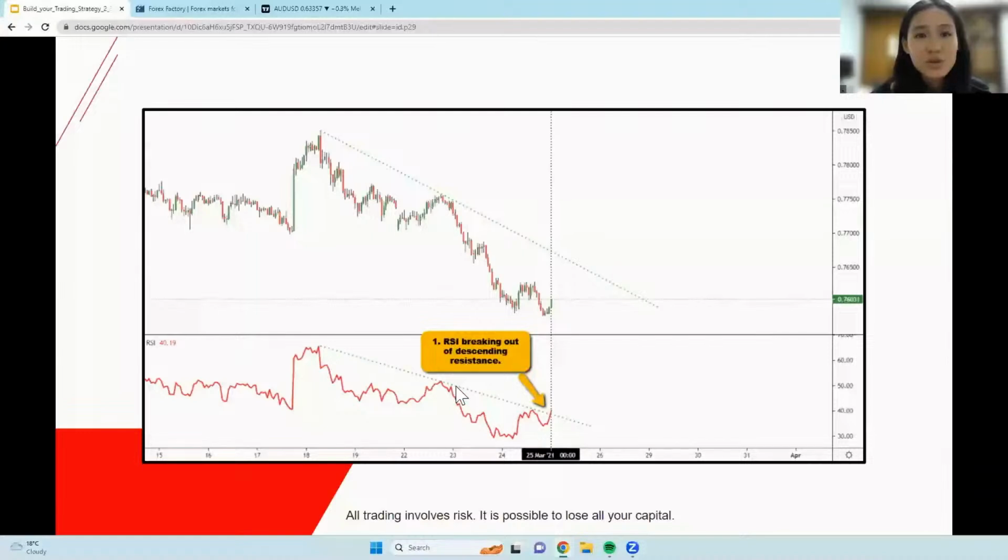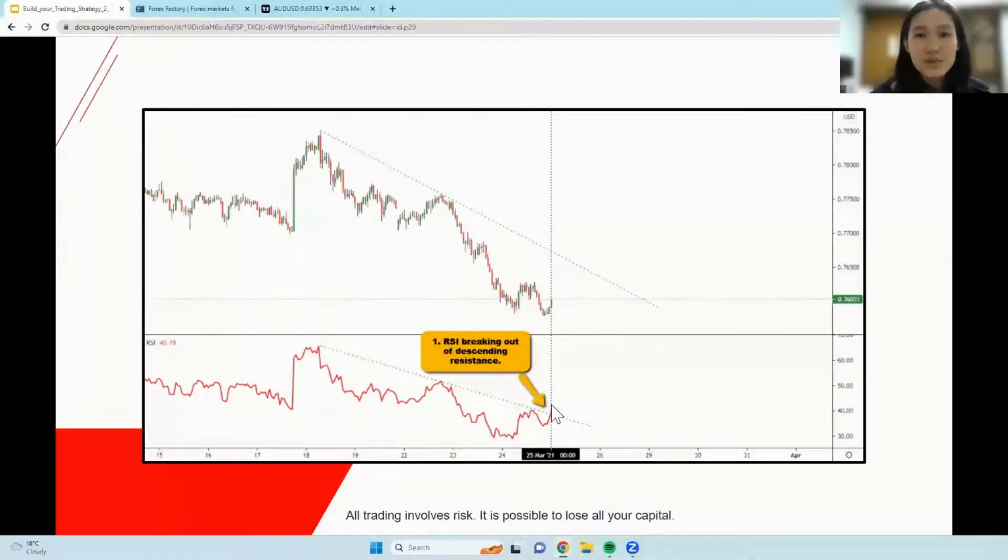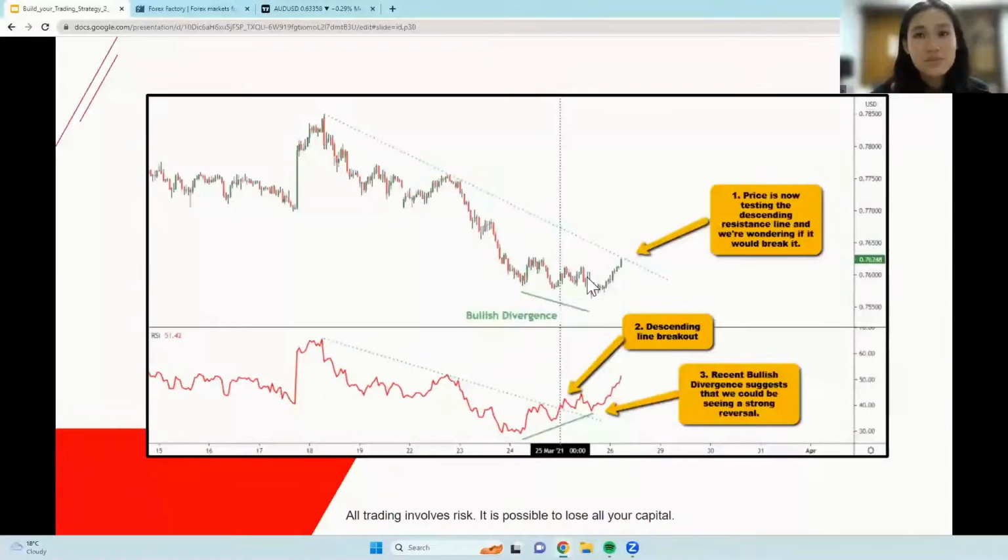So we have 3 points making a valid trend line, and RSI is breaking out of this descending trend line. From here, we're expecting price to continue to rise and break out of this trend line. Now we see over here that there is also bullish divergence, which is basically the opposite of bearish divergence. On our price chart, price is making a lower low, and on our RSI, it's making a higher low.